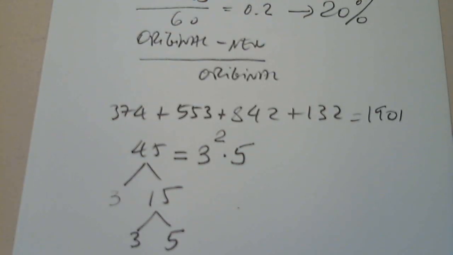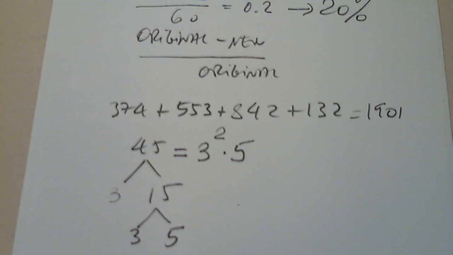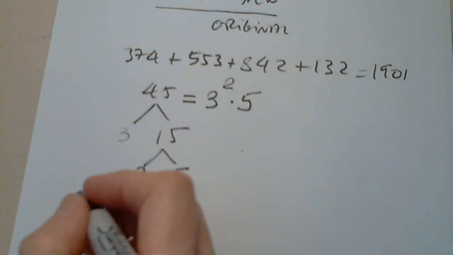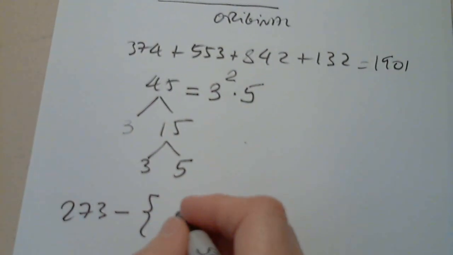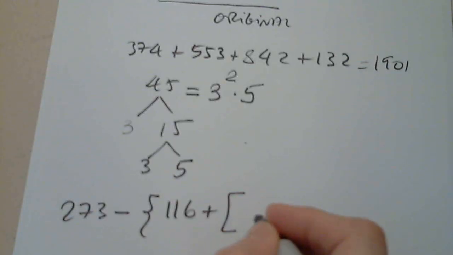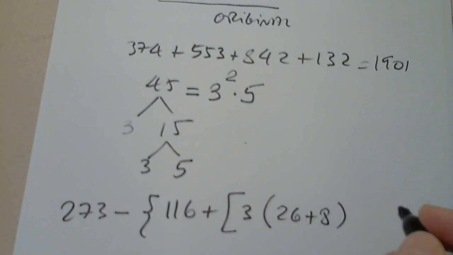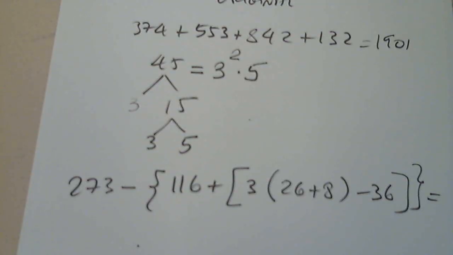6. Now, this one needs to be written down. So the previous two, I could use the calculator. This one I have to be careful with. So let's write it down. 273 minus braces, 116 plus bracket 3 multiplied by 26 plus 8 minus 36, and close the bracket and the braces. So let's work on this one slowly but surely.